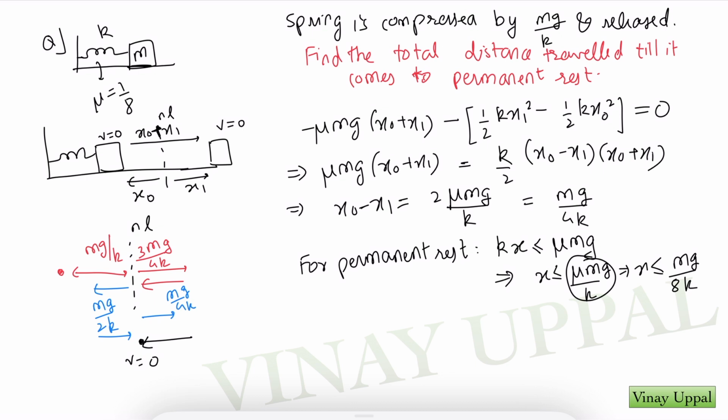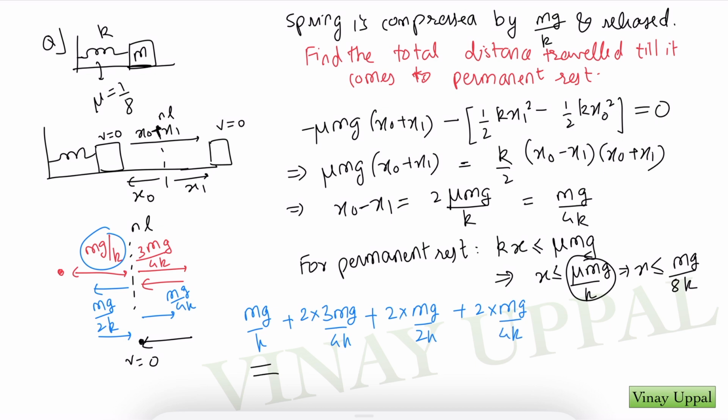So let's calculate the total distance traveled. The total distance traveled would be mg by k plus twice of 3 mg by 4k plus mg by 2k twice plus twice of mg by 4k, and so that will come out to be 4 mg by k. I've included a question based on this concept in the DPP homework, so you'll get to practice this kind of a problem there.